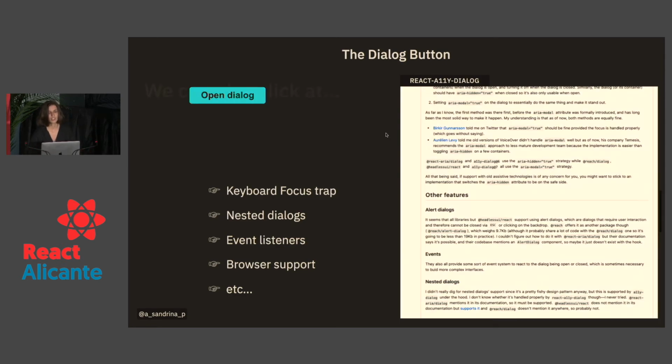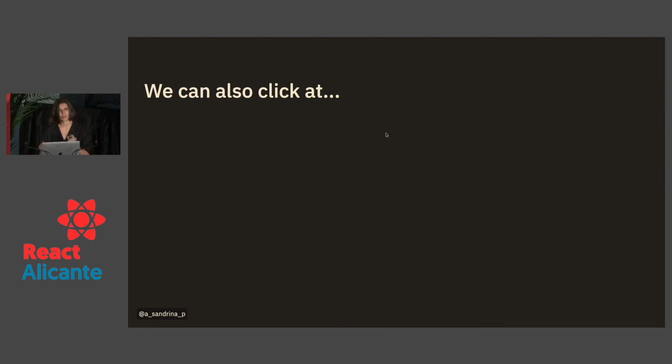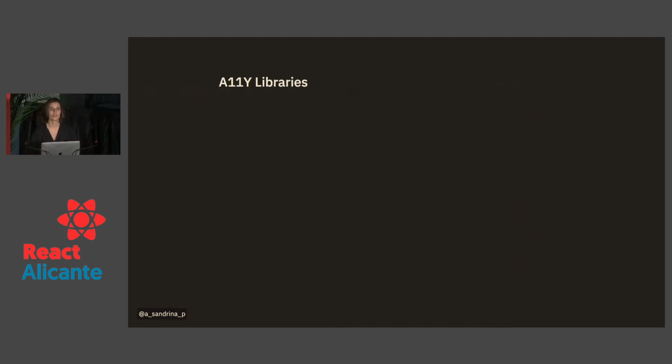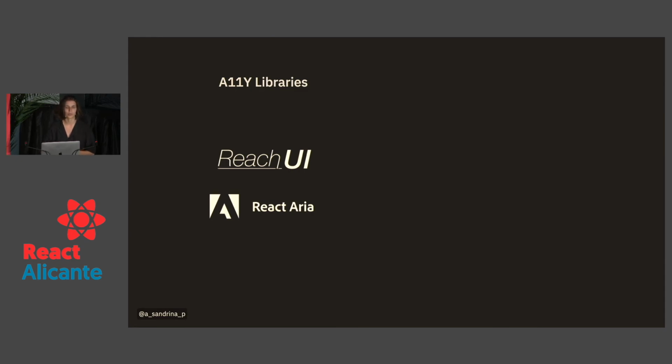And you can click in many other things. Actually, sorry, we can interact with many other types of custom elements. Forms, tooltips, carousels, accordions, actually anything, right? It's the JavaScript world. So when you face one of these custom components, instead of reinventing the wheel, look for the community, look for libraries that are fully focused on accessibility and that do the job for you. For example, Radix UI or React Aria both have components and hooks that do the job for you.